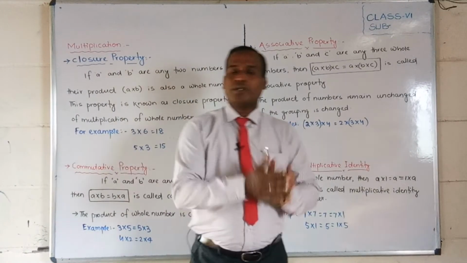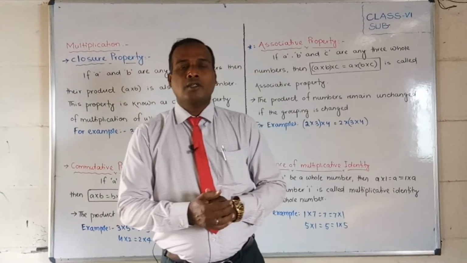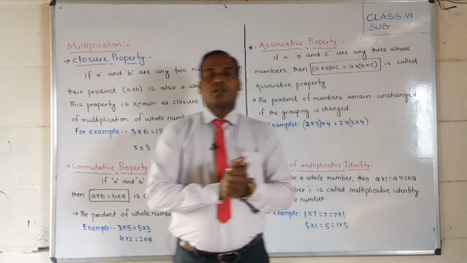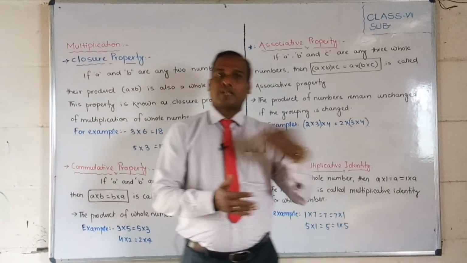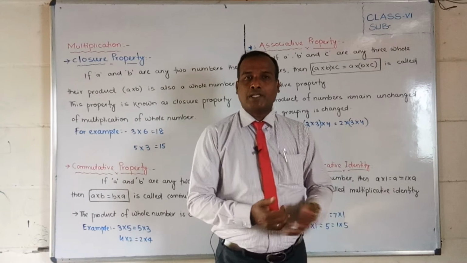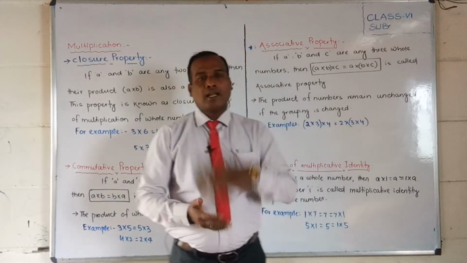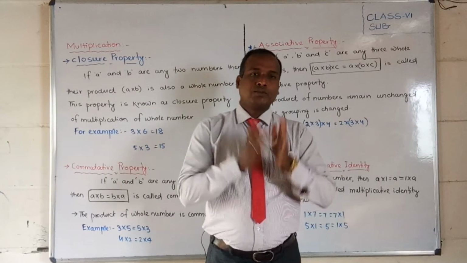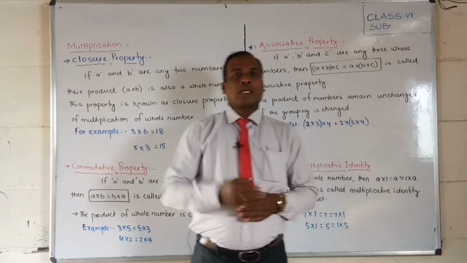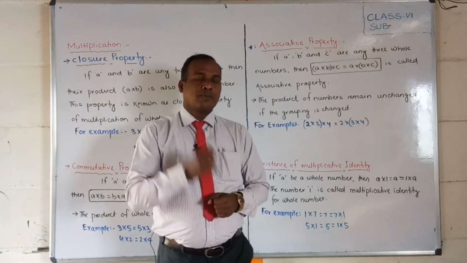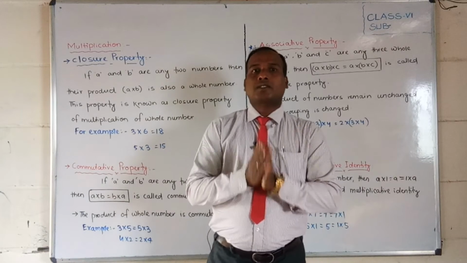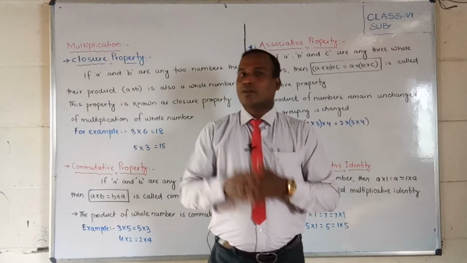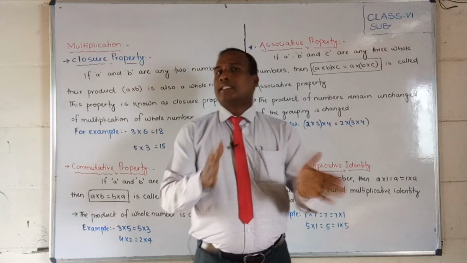Students, today we are going to continue our second chapter, that is the whole numbers. In the previous video we already studied the properties in subtraction: the closure property, commutative property, and associative property. Today we are going to continue with the third operation, that is multiplication, and learn what properties hold for whole numbers in this video.